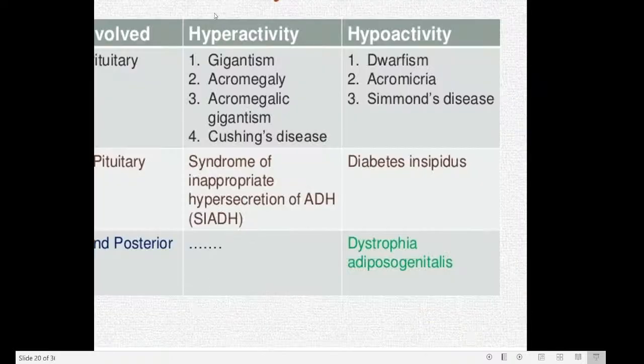And it involves the diseases. Okay, the pituitary gland has hyperactivity and hypoactivity conditions. These are the different diseases. In the posterior pituitary, there is dystrophy and diabetes, and these are some diseases.